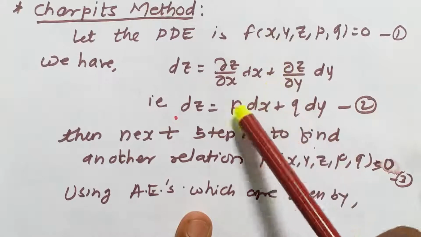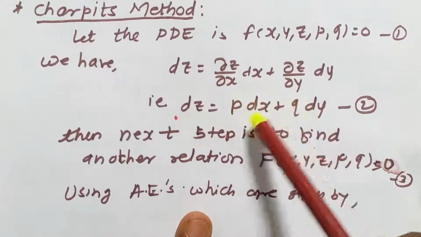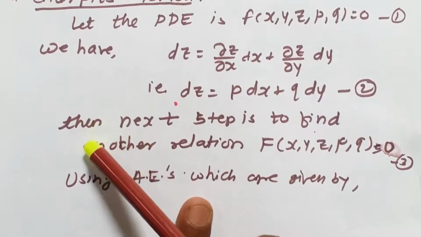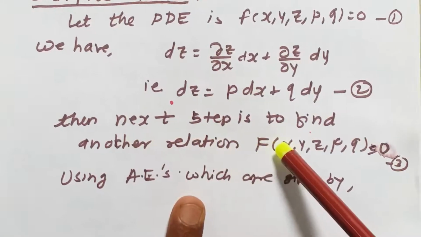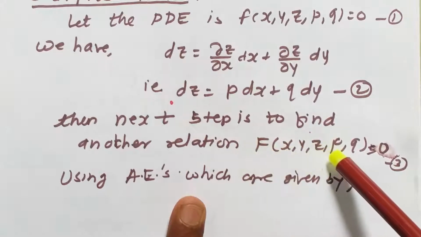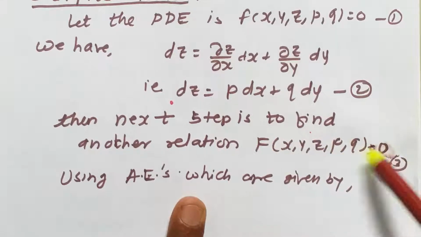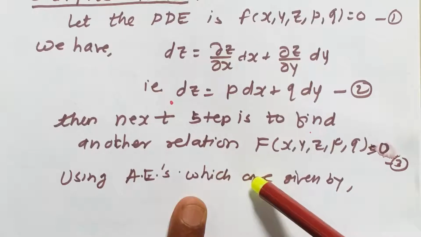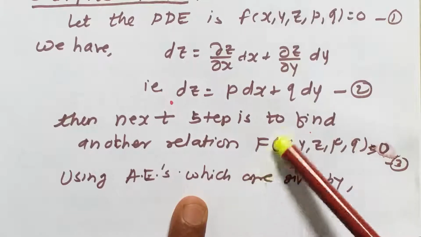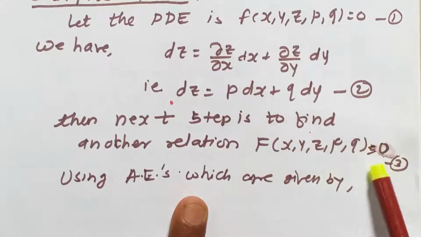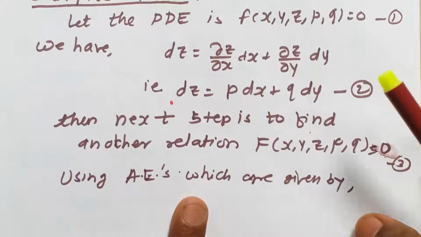Okay. Now for doing the calculation for p and q, how are we going to proceed? The next step is to find another relation, one more relation of the type capital F of x, y, z, p, q equal to 0, using the auxiliary equations of Charpit's method, which are given by. Another relation in x, y, z, p, q we are going to obtain using the auxiliary equations of Charpit's method.